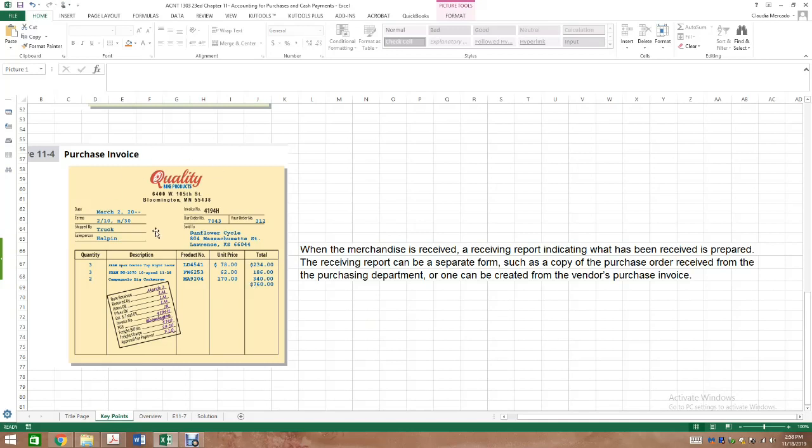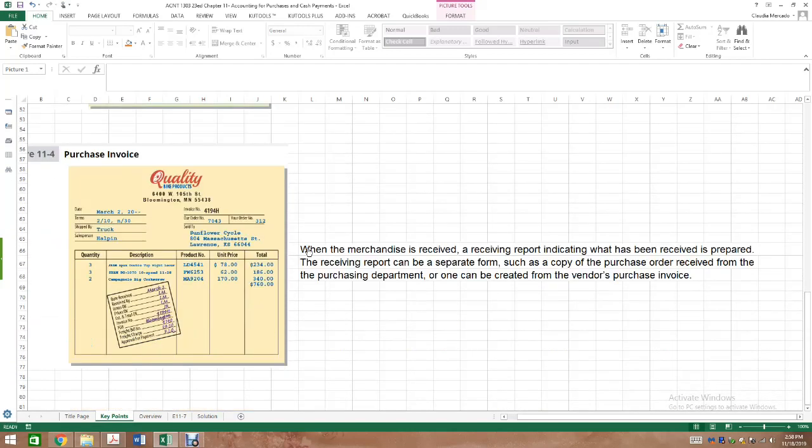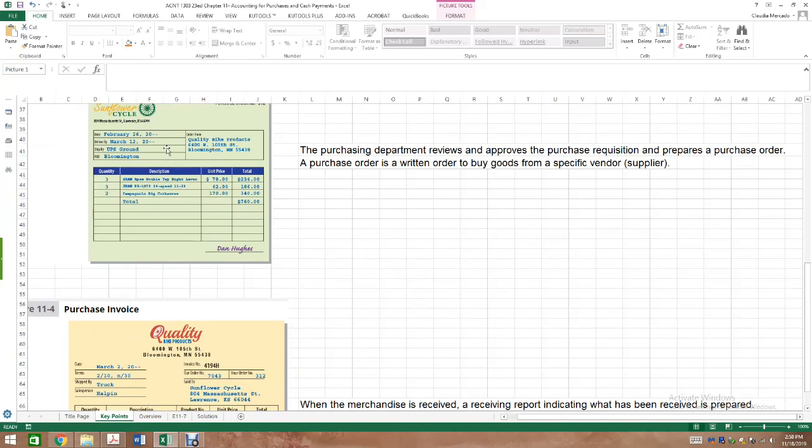So, this is the purchase invoice. It has the date it was generated, the terms, which means here they're giving you a discount. If you pay me within 10 days, I'm going to give you a 2% discount. If not, everything is due within 30 days. It was shipped by truck, and the salesperson was Halfin. Okay, they've given it an invoice number, their order number and our order number. So our order number will be our purchase order number right here, 312. Okay. And it outlines all of the items that were put in the box and shipped over to Sunflower Cycle.